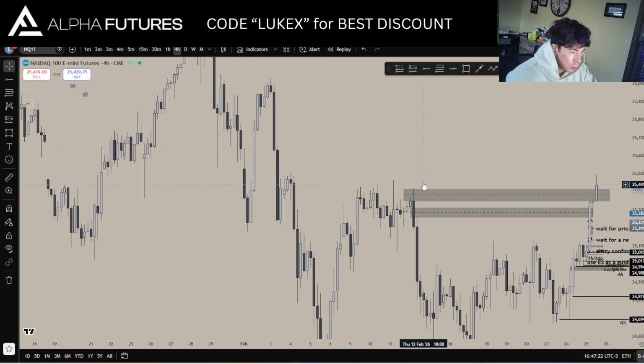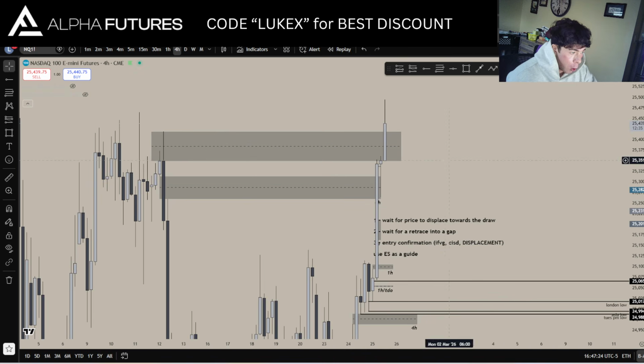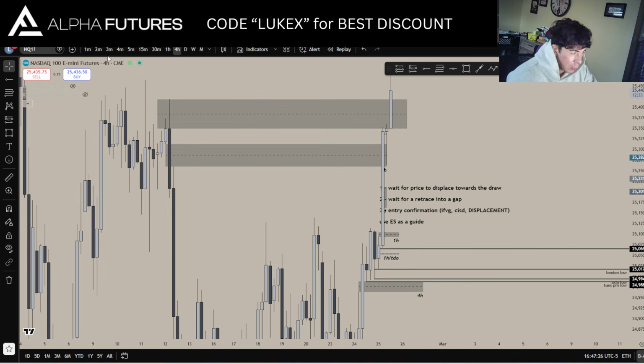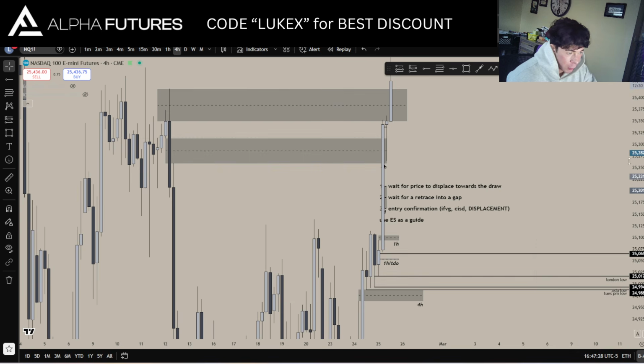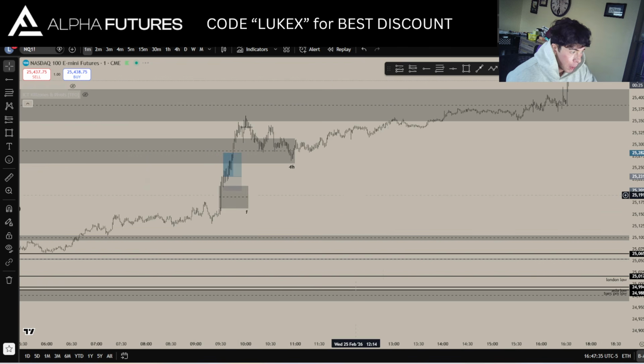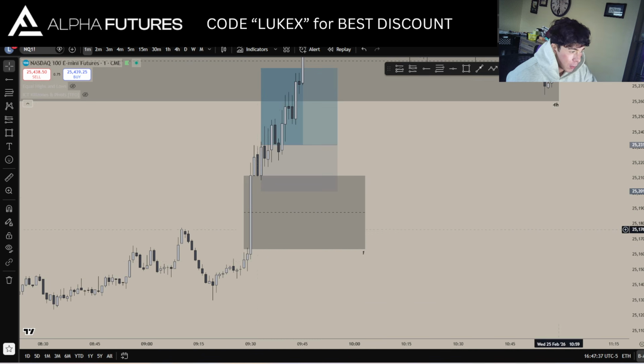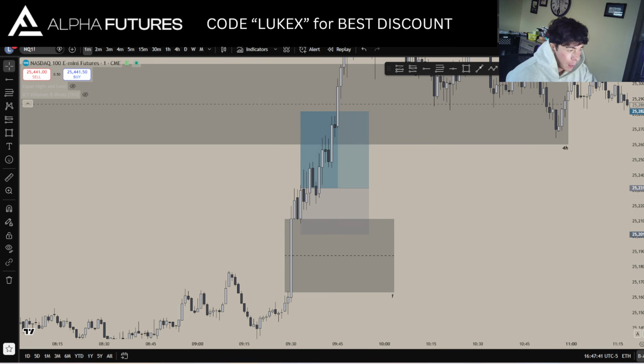Basically, I was willing to trade both for longs or for shorts today. I was willing to trade either way, whichever way we displaced towards. I was looking for a continuation. So we had this 4-hour gap right here as our main buy side draw on liquidity. What happened today? Market opens up, displaces up towards the draw. We pull back into a 1-minute gap, which is a continuation confluence, and we get a displacement candle out of that 1-minute gap.